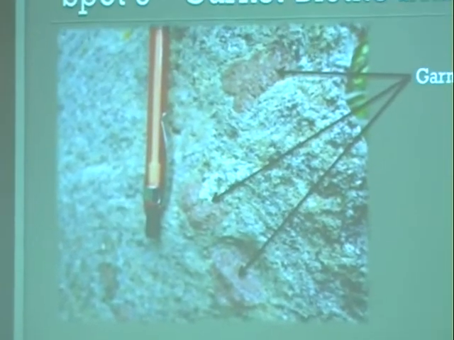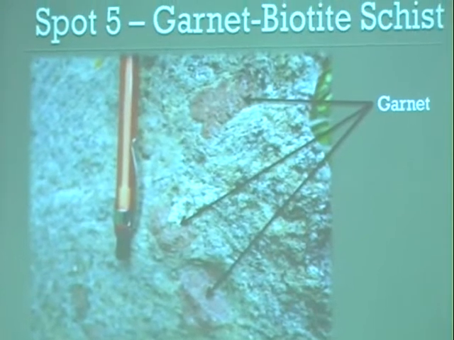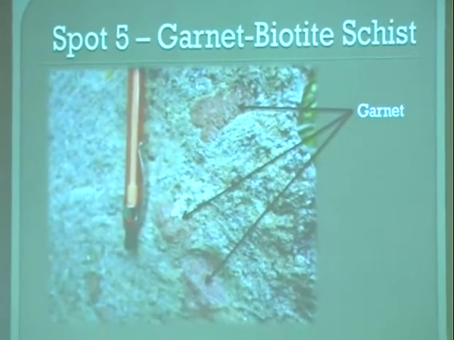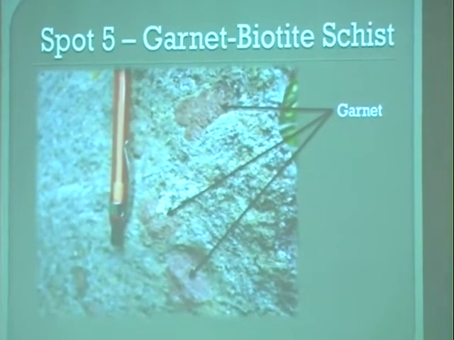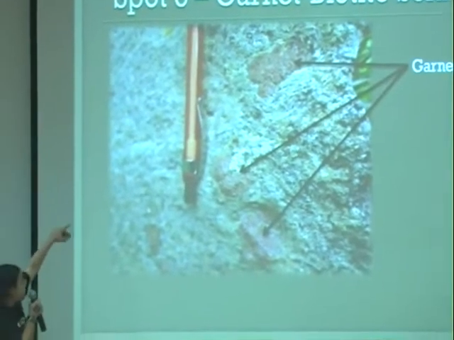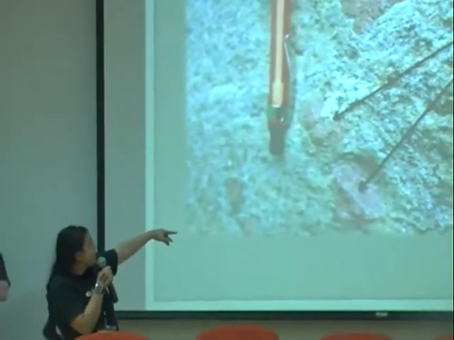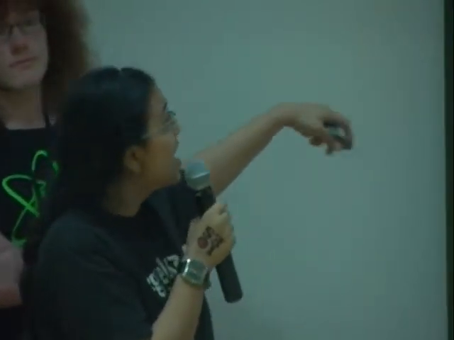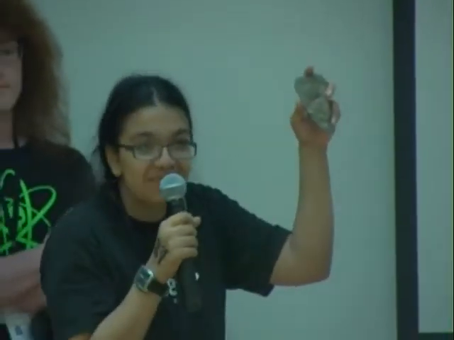Then we move on to spot 5, and this is something very special, garnet biotite schist. Garnet, as we know, is a semi-precious mineral. There we can see 3 spots of garnet. This is the latitude and longitude and elevation of where we went. This was the highest spot, actually. And after that, we went around collecting pieces of garnet, which you can see in the sample, pretty big here.